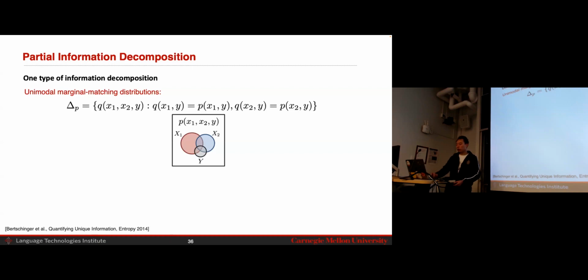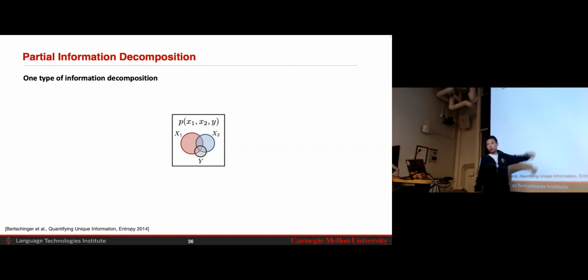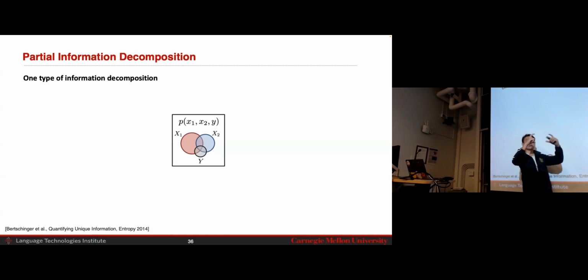So essentially, I'm going to look at all these distributions. P of x1, x2, y is my original distribution. That's my modality 1, modality 2, and the label. It's going to follow some pattern of mutual information. So x1, x2, and y are going to have some mutual information between them.